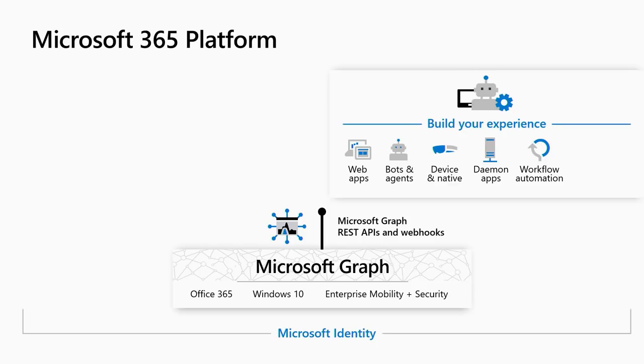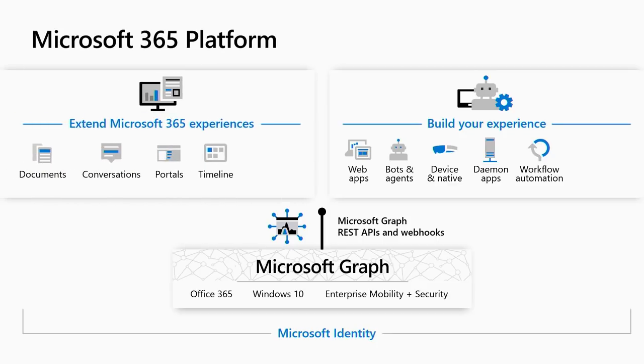And the second type of experiences that you can build is an extension of the experiences that we have on Microsoft 365 today. So for example, whether it is inserting content into a Word document, or accessing and modifying data in an Excel file, or interacting in the conversations that are going on in Teams or Outlook, or creating SharePoint web parts that interact in portals, and of course, participating in the Windows timeline. All of these are experiences that you can extend with the Microsoft Graph REST APIs.